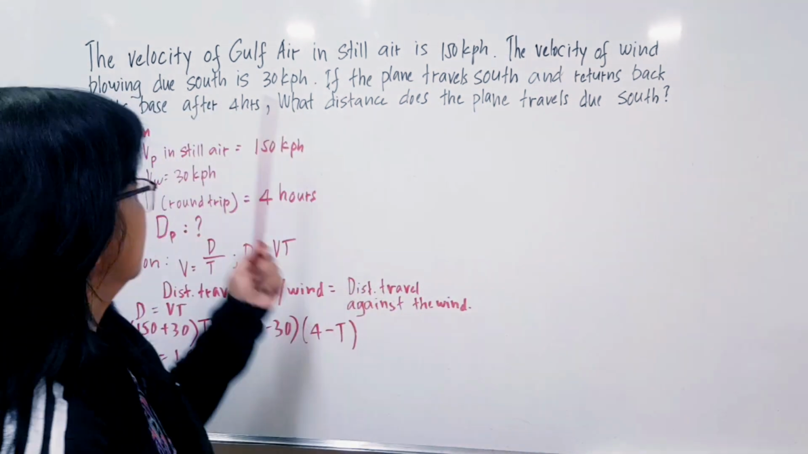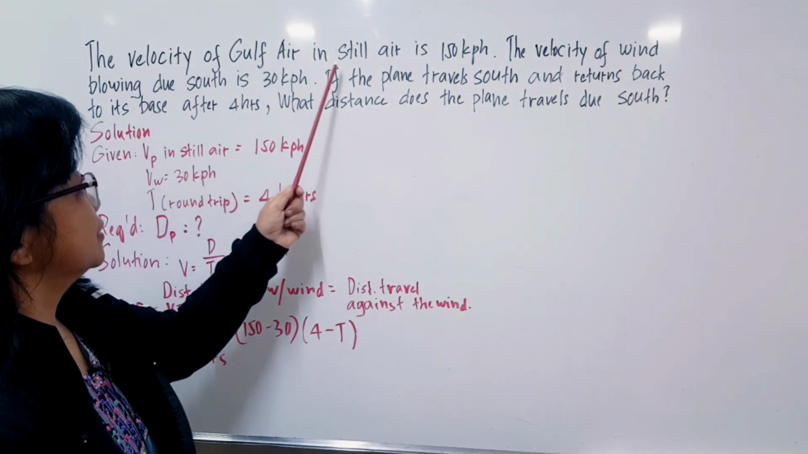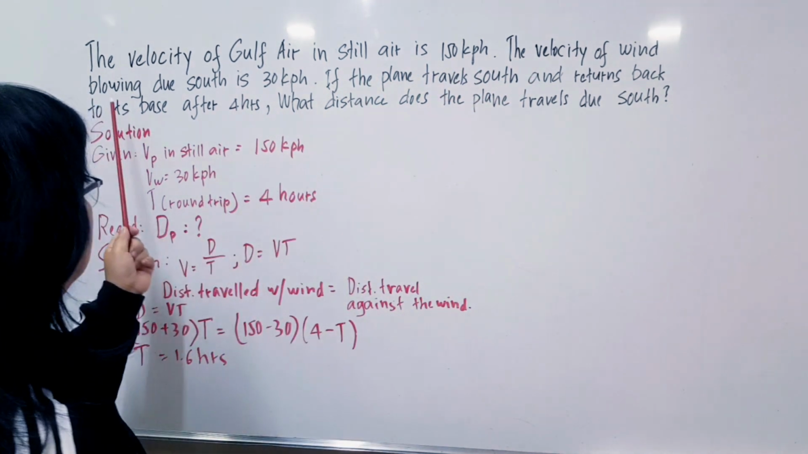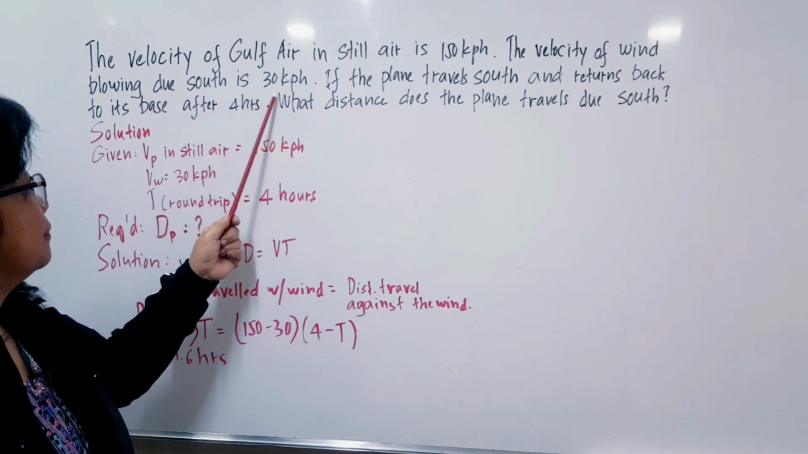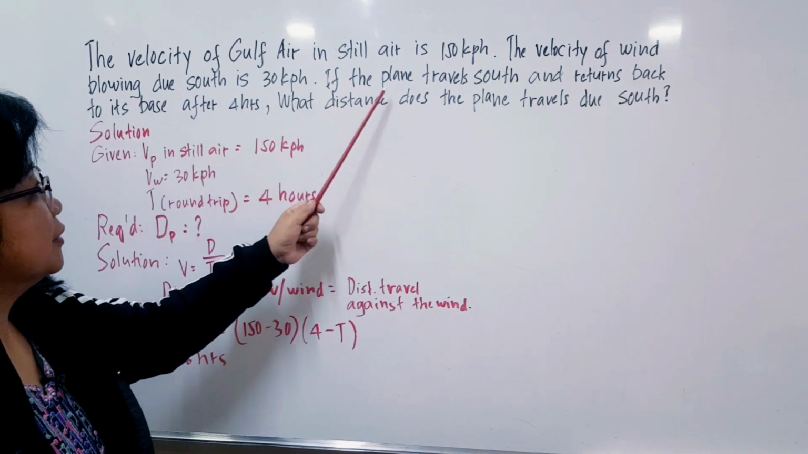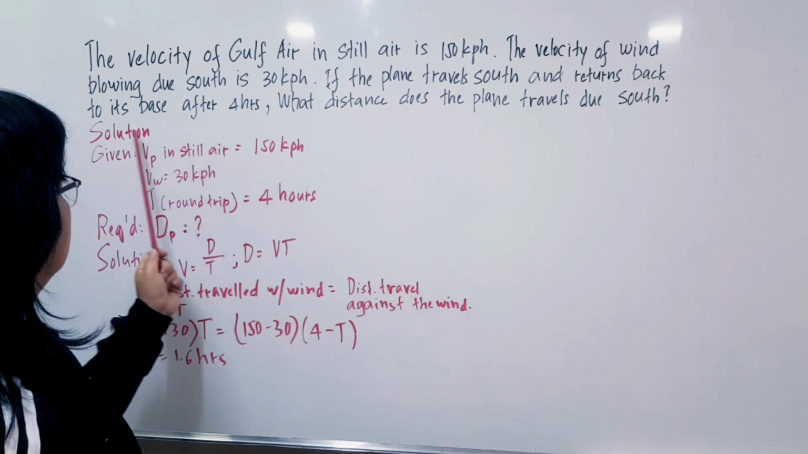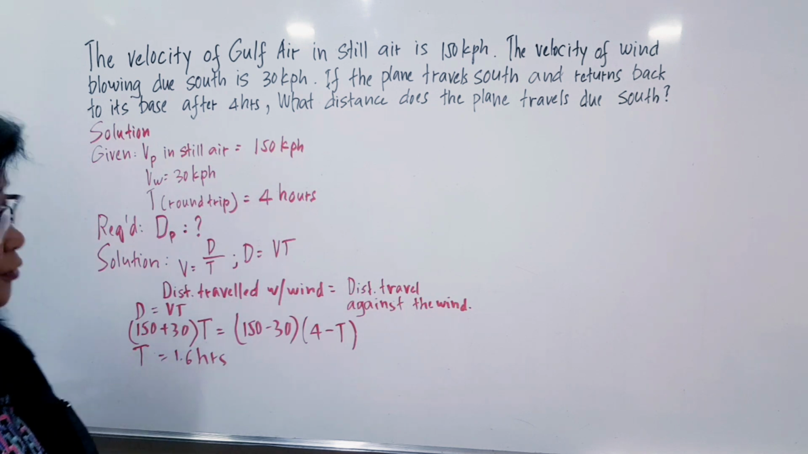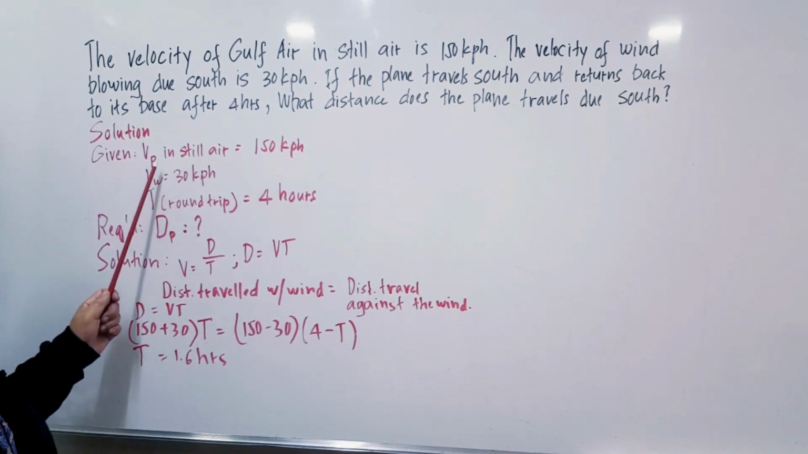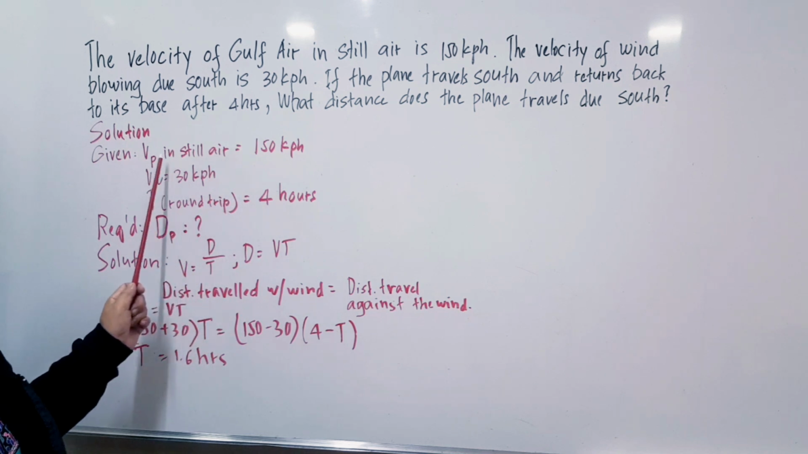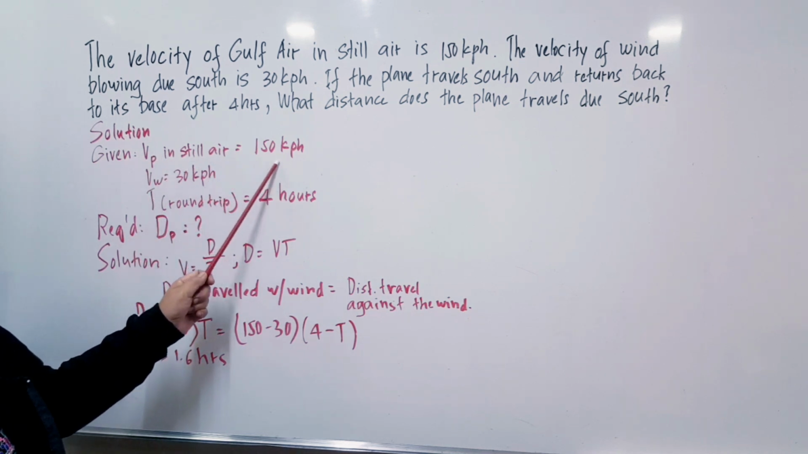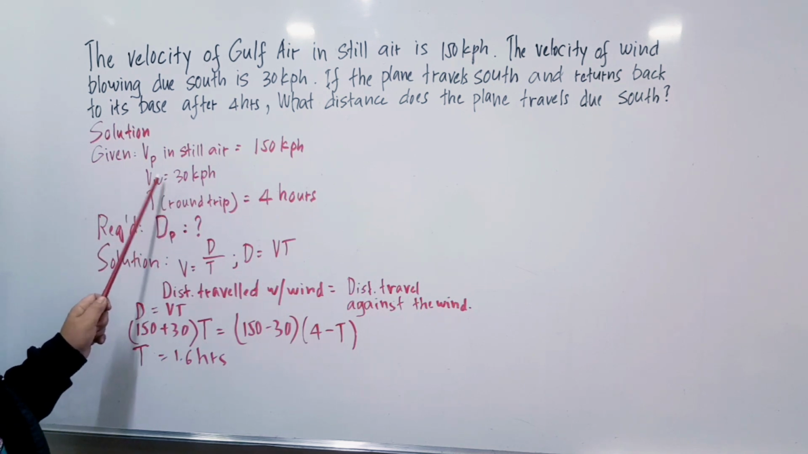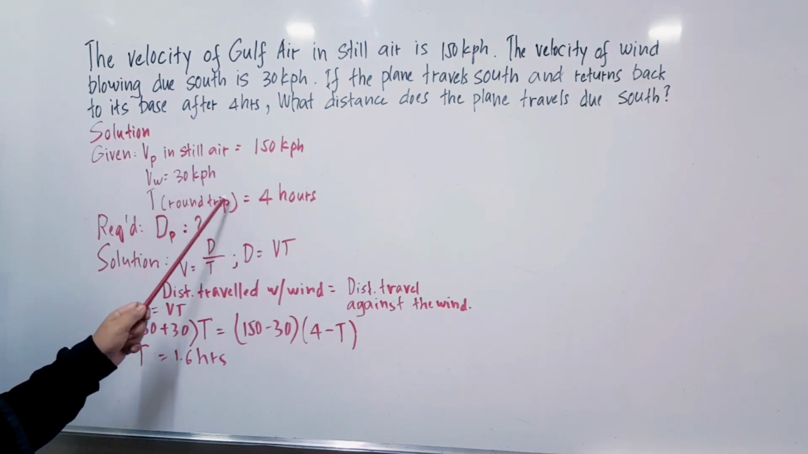Another question, the velocity of Gulf air in still air is 150 km per hour. The velocity of wind blowing due south is 30 km per hour. If the plane travels south and returns back to its base after 4 hours, what distance does the plane travel due south? Now here the given is the velocity of the plane in still air, which is 150 km per hour. And the velocity of the wind is equal to 30 km per hour.